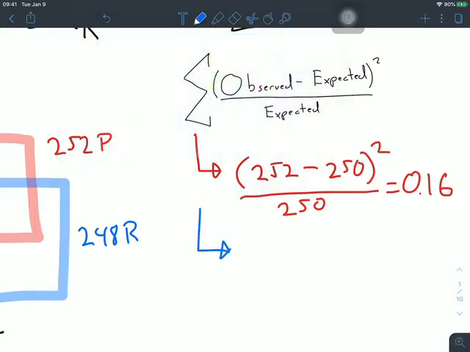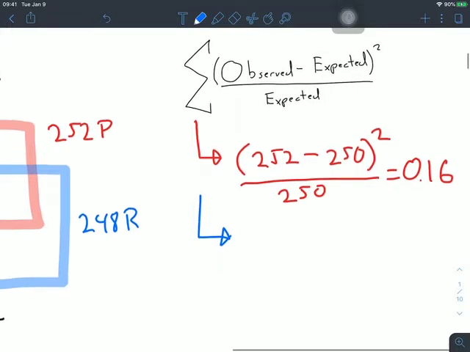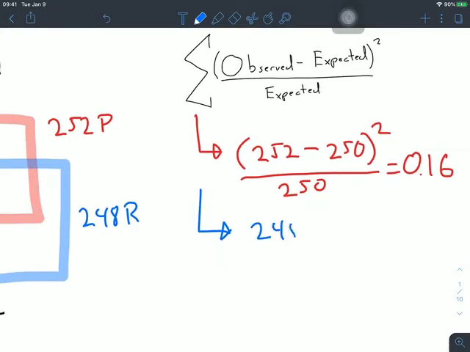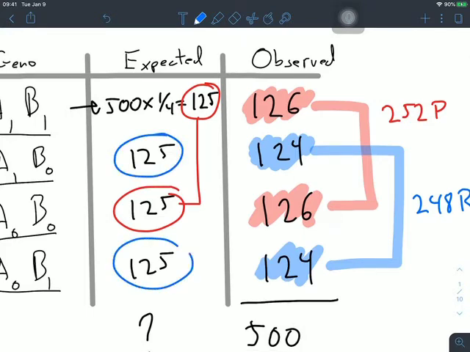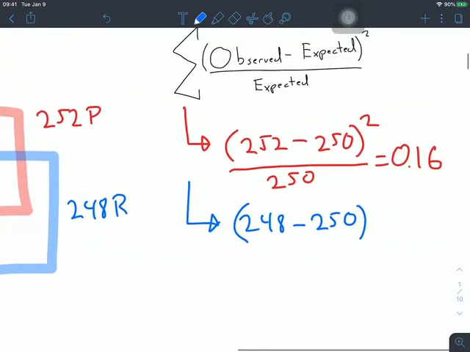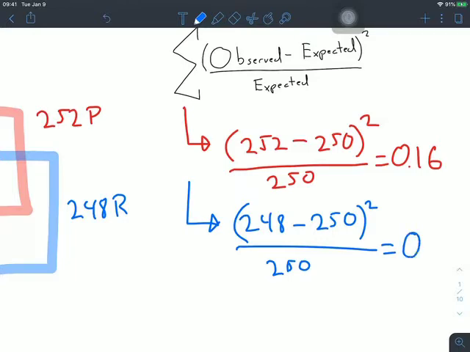Our chi-squared value for our recombinants is 248 minus the 250 expected for our recombinants, because again, we expected 125 of these, 125 of these. Bam, that makes 250. We're going to square that value, divide it by 250, and we find, hopefully again, able to enter it into the calculator, that value is 0.16.